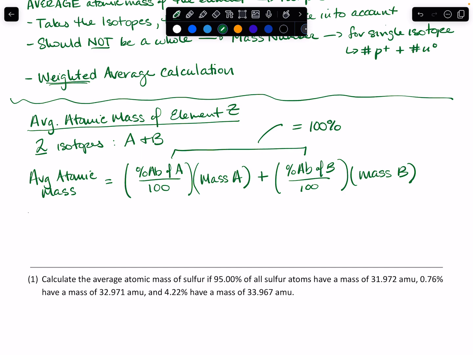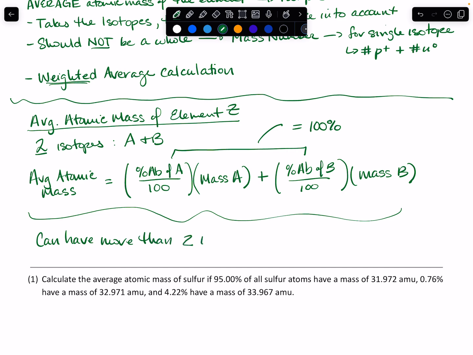Now, I've shown you this example with just 2 isotopes. You can have more than 2 isotopes. If you do, you just add another percent abundance of C divided by 100 times the mass of C. And if you have a fourth one, the percent abundance of D. Then you do the multiplication of percentage times the mass and add them all up. That's going to give you the weighted average, or the average atomic mass, of that particular element.